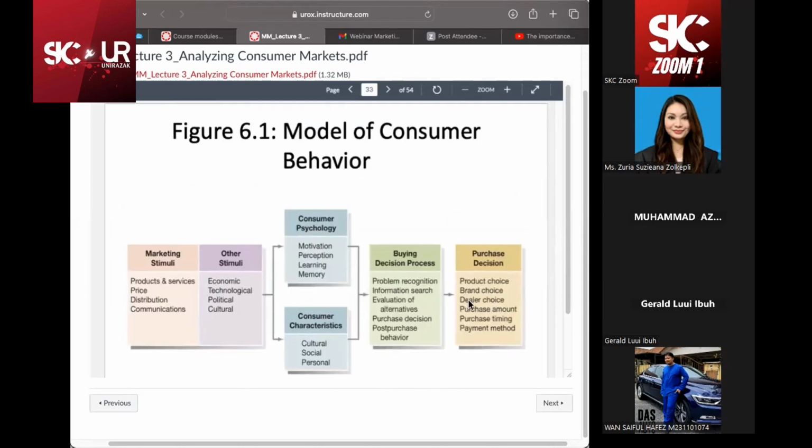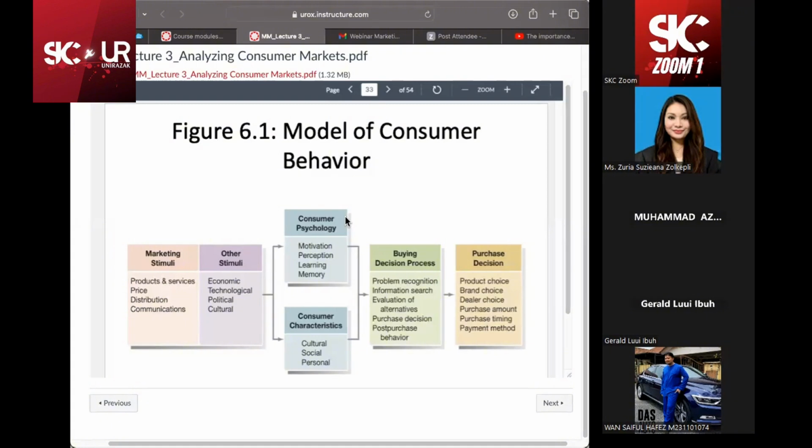Okay, core value, key psychological process. This is the summary. This is quite a summary model of consumer behavior. So we take a look at the marketing stimuli, the 4 P's: product and service, price, place, which is the distribution, and promotion, which is communication. And then other stimuli that affect consumer psychology and consumer characteristics are the major factors, for example economic, technological, political, and cultural.